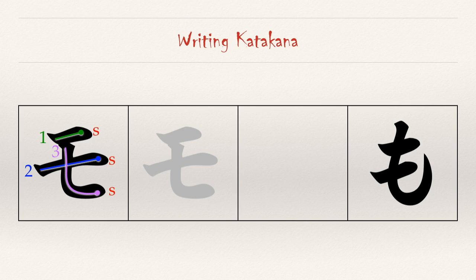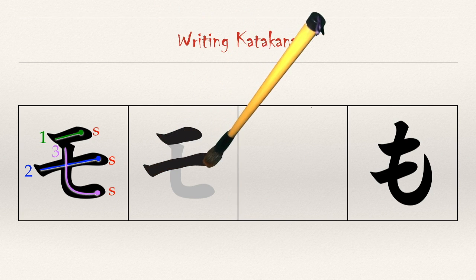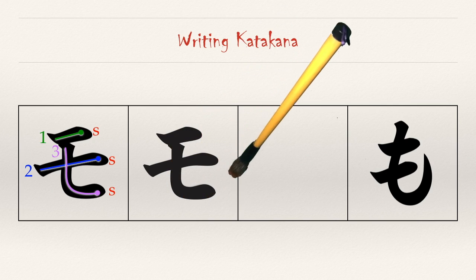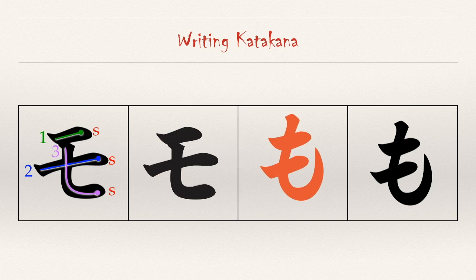Let's try all of these strokes together now. Stroke 1, horizontal. Stroke 2, also horizontal. Stroke 3 goes down and curves to the right. Mo. To remember this character, we get tricky here. You might want to think of mo, the hiragana.